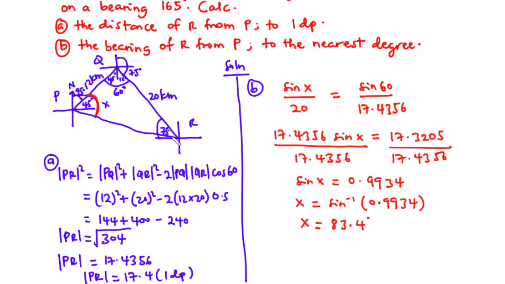So to calculate the bearing of R from P, it's going to be 45 degrees plus 83.4 degrees. Therefore, the bearing of R from P is 83.4 plus 45, which is equal to 128.4 degrees. However, we are supposed to leave our answer to the nearest degree, so that is 128 degrees, the bearing of R from P.